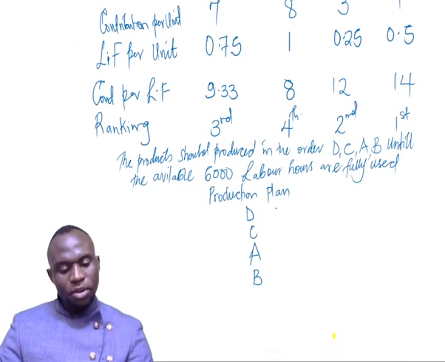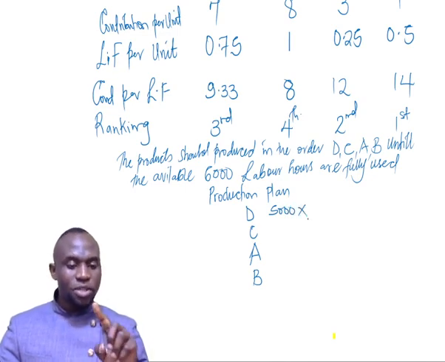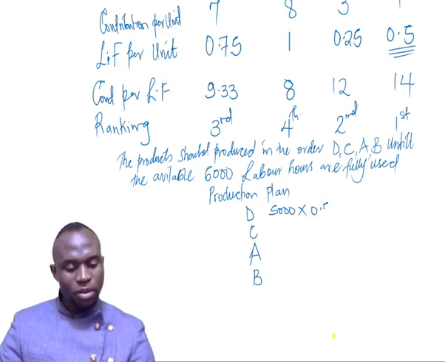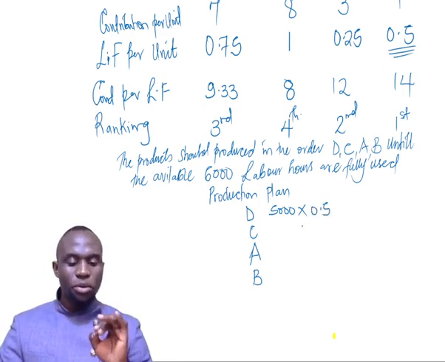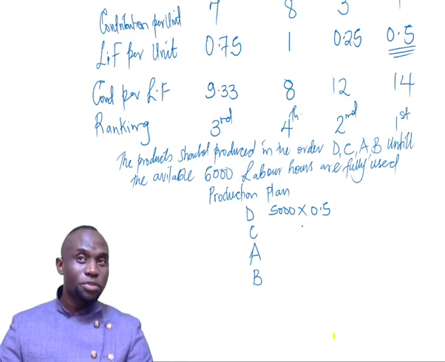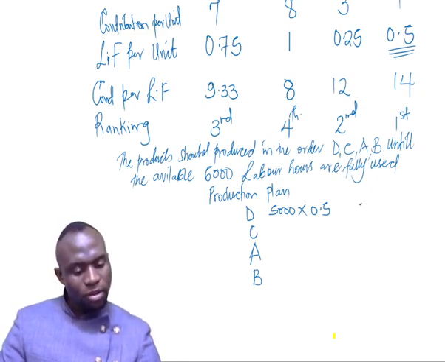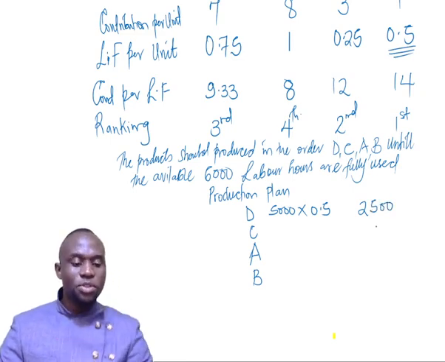So for D, we need to produce 5,000 units, but each unit uses 0.5 hours. So in total, if we produce all the units of D, the total hours would be 2,500.